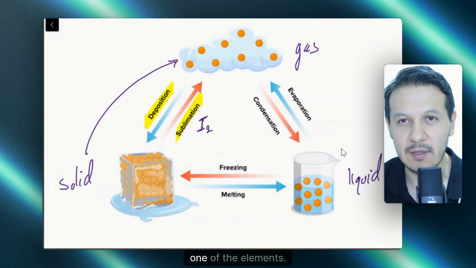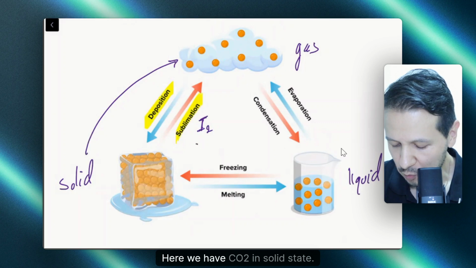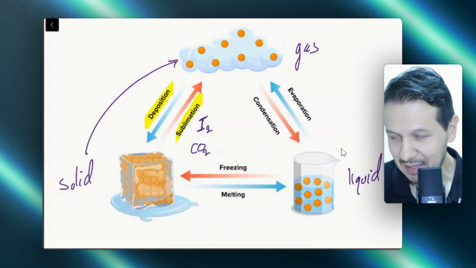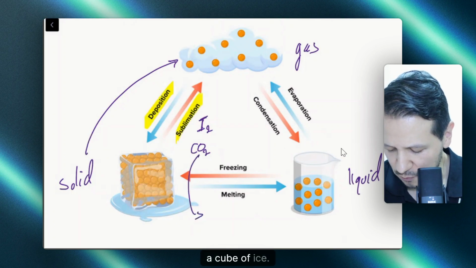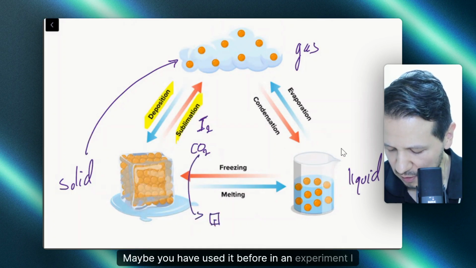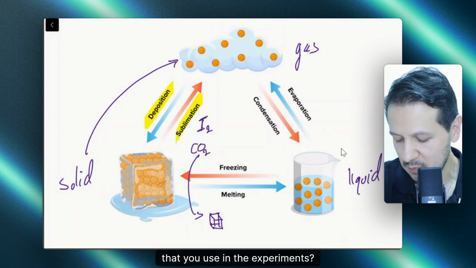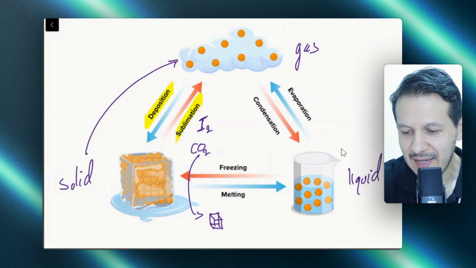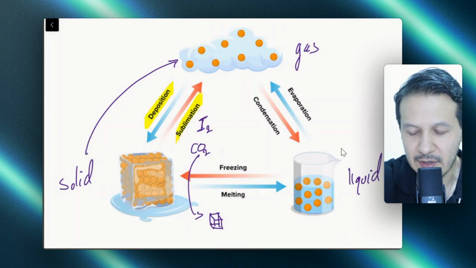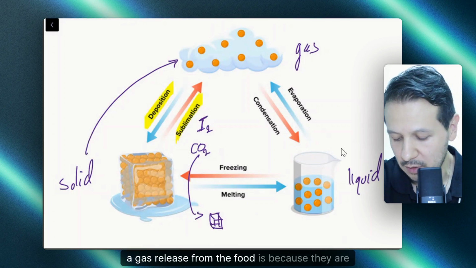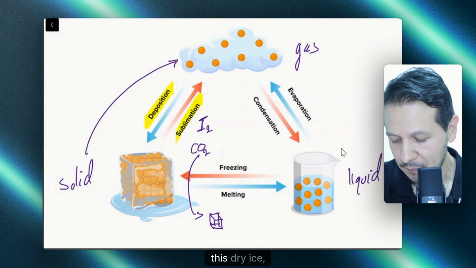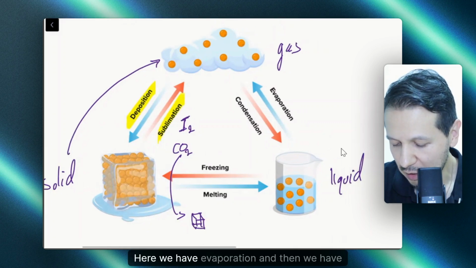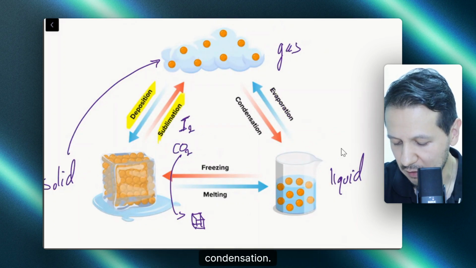This is one of the elements. Here we have CO2 in solid state. This is another example of sublimation. It looks like a cube of ice. Maybe you have used this before in an experiment. I think that you see it in cooking experiments in some restaurants, when they are showing a cloud, a gas released from the food, because they are using CO2, this dry ice, another name that they buy. This is a sublimation.